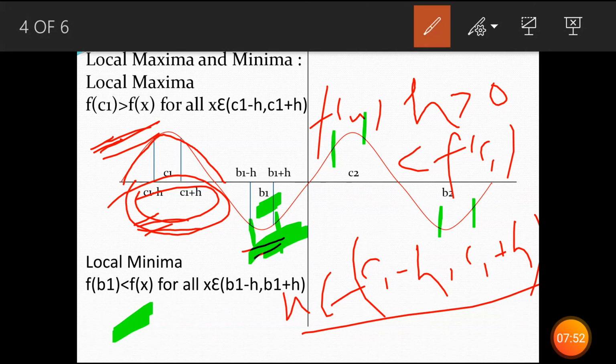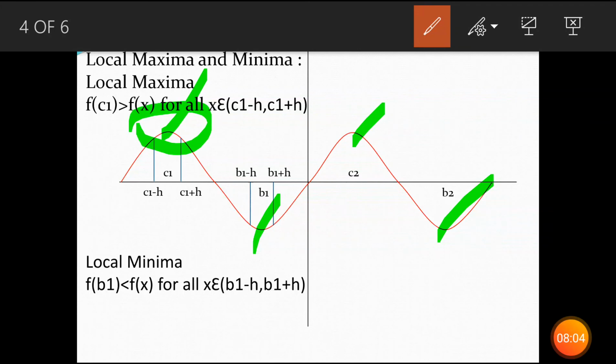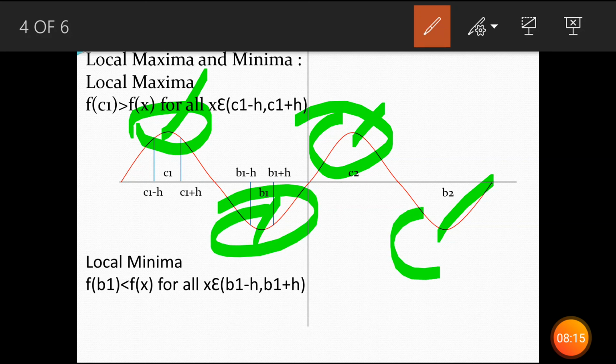So what about the highest value? We got many values like this, here also, here also, here also. If we collect all the local maxima, then the highest value among all will be called the absolute maxima. Similarly, if we collect all the local minima and consider the minimum value among all, then it is called the absolute minima.